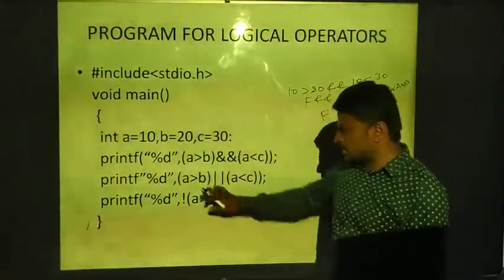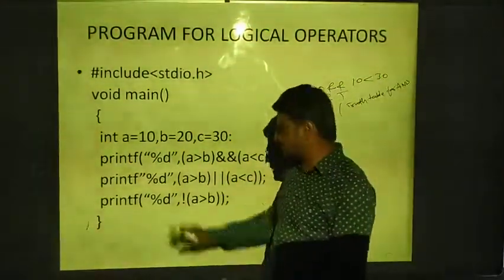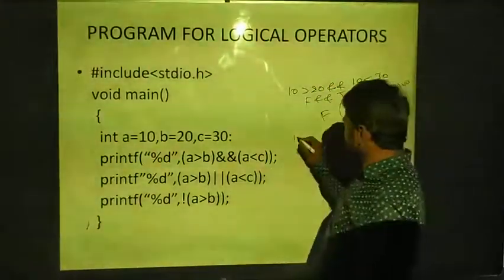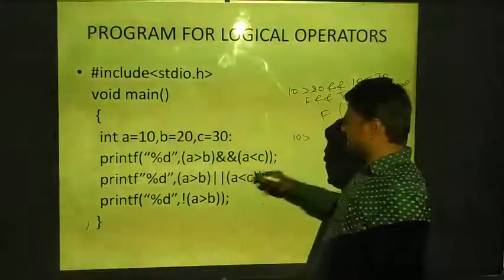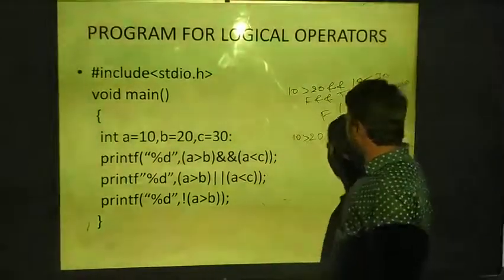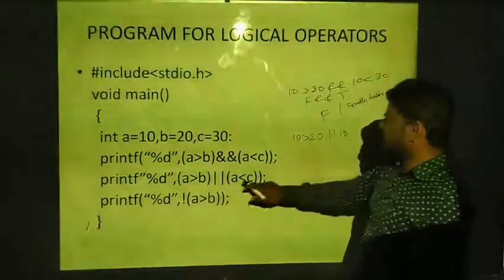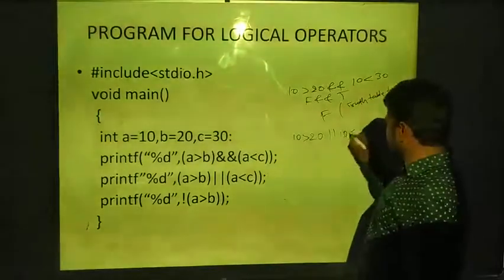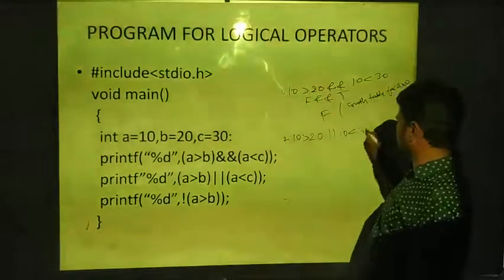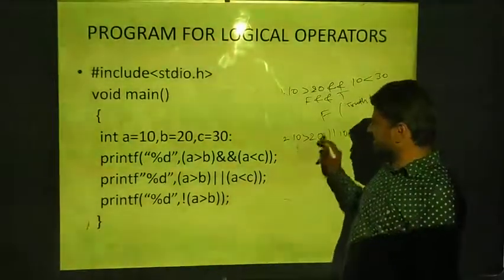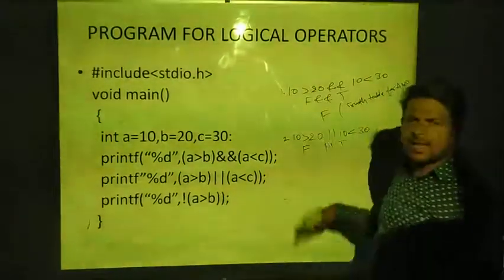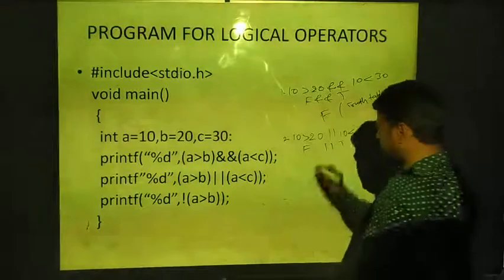Now look into the second statement. Next statement, that is percentage d, a greater than b. What is the a value? A value is 10. Is 10 greater than 20? No, it is false. Here the OR symbol is there. A value is 10 and it is less than c, what is the value? 30. So 10 greater than 20 is false. Or 10 less than 30 means true. False or true, so the result will be true.